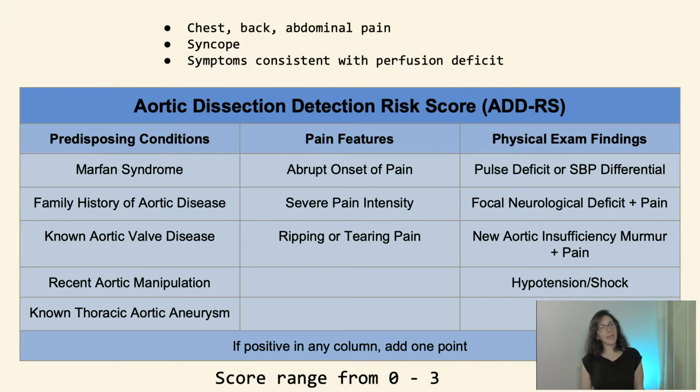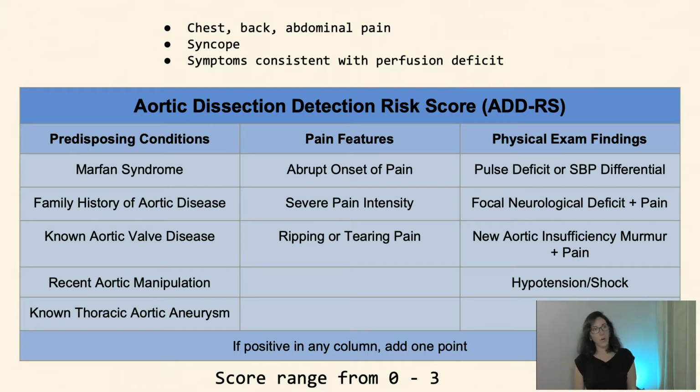So they separated it into 3 different categories. One, sort of the epidemiological predisposing conditions, pain features, or sort of how the descriptors of the pain were described by the patient, and then physical exam findings. And these were meant to be applied to patients who clinicians suspected aortic dissection because they presented with either chest, back, or abdominal pain, syncope, or symptoms consistent with a perfusion deficit.